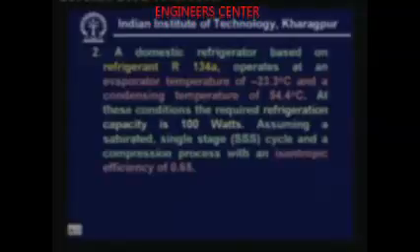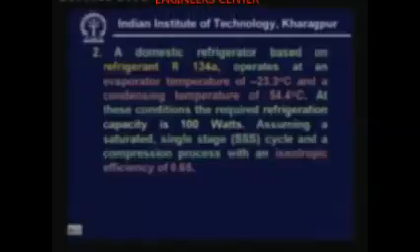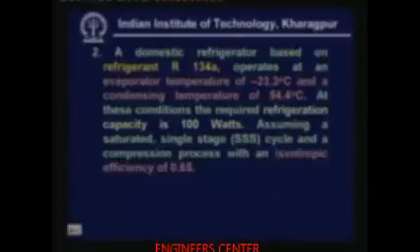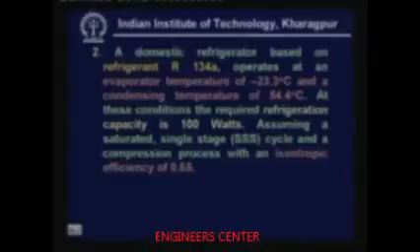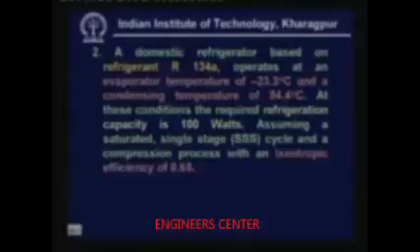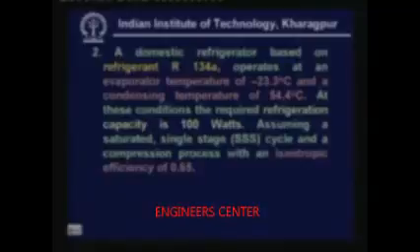So the second problem is like this. This is a problem on vapor compression refrigerant system. The problem statement is like this. A domestic refrigerator based on refrigerant R134A operates at an evaporator temperature of minus 23.3 degrees centigrade and a condensing temperature of 54.4 degrees centigrade. At these conditions, the required refrigeration capacity is 100 watts. Assuming a saturated single stage cycle and a compression process with an isentropic efficiency of 0.65. So this is the information given. Refrigerant is specified, temperatures are specified, capacity is specified, and the efficiency of the compressor is also given.